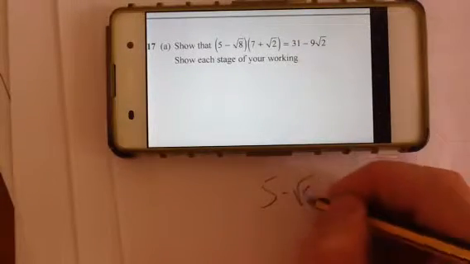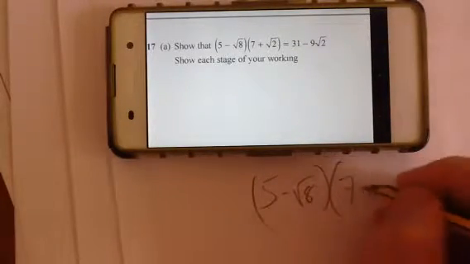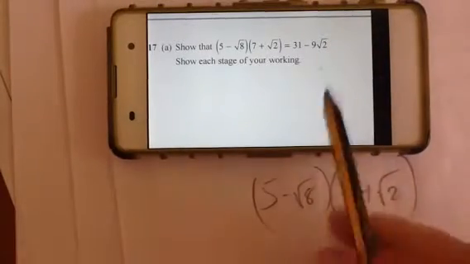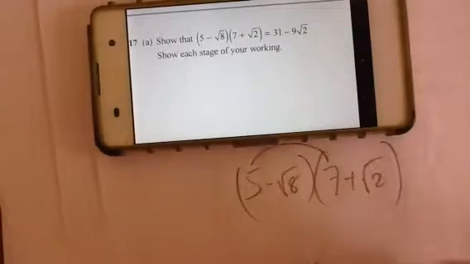(5 minus the square root of 8)(7 plus the square root of 2). We have to prove it equals 31 minus 9 square root 2. Right, I'm just going to expand it like I normally would do.